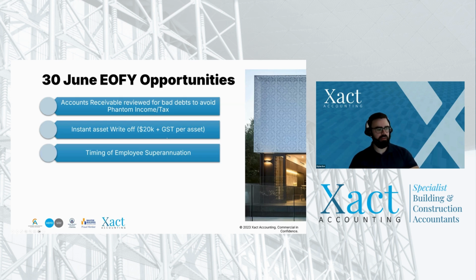Employee super, so paying your actual employees their superannuation, which is due quarterly, so it's not due at the moment till 28th of July for the June quarter. If you bring that forward and pay it before 30 June, you actually get the tax deduction in full.